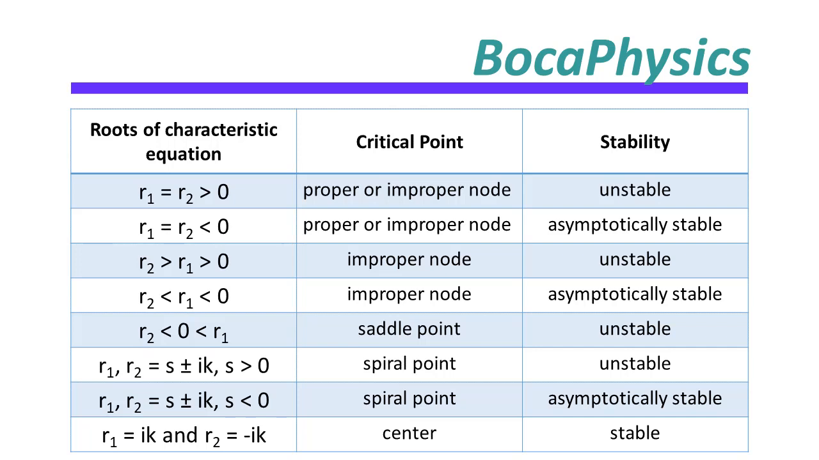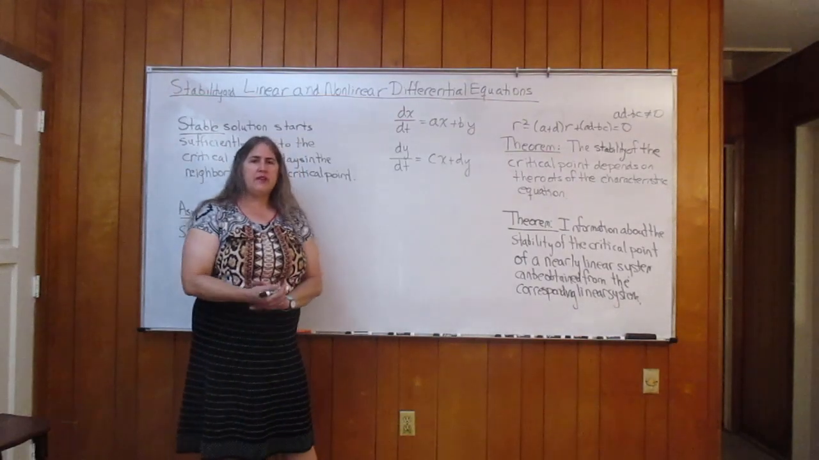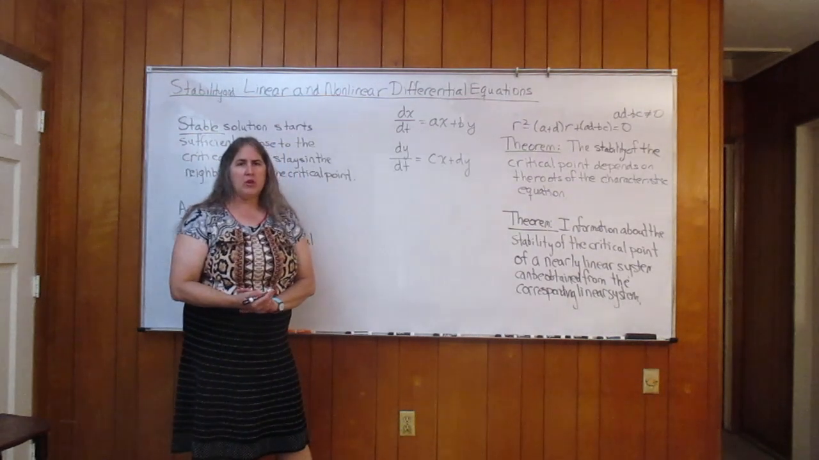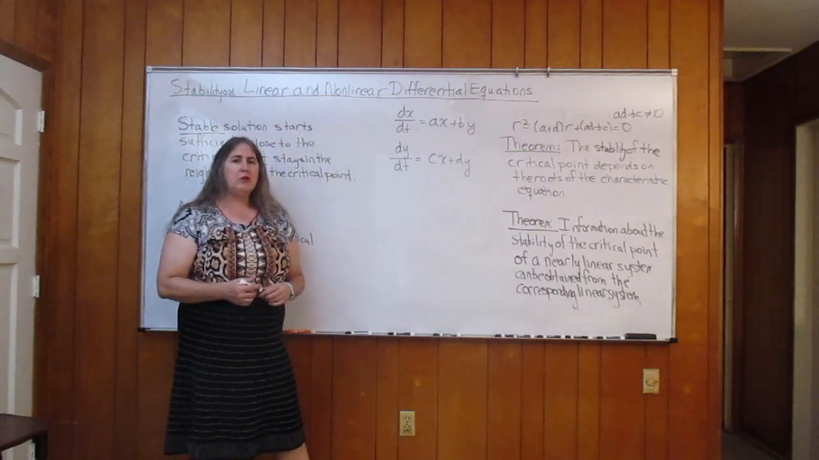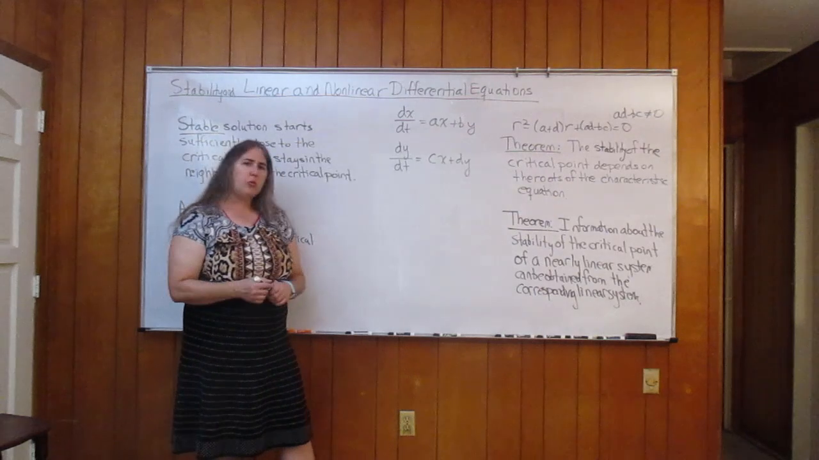If both roots are complex, with the real part positive, then the critical point will be a spiral point and unstable. If the real part is negative, then the spiral point will be asymptotically stable. If both roots are purely imaginary, one positive and one negative, then the critical point will be a stable center. Now I'm going to extend these results to nonlinear differential equations, in particular nearly linear systems. So what do I mean by that?